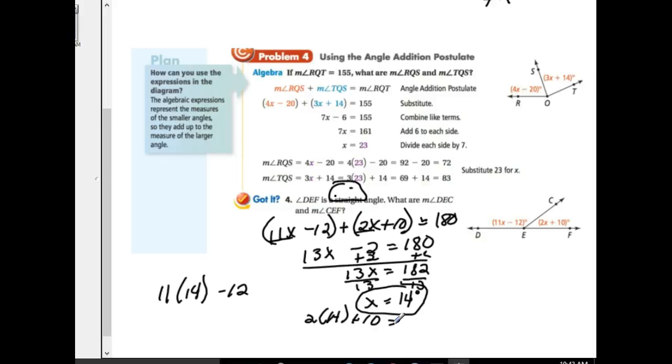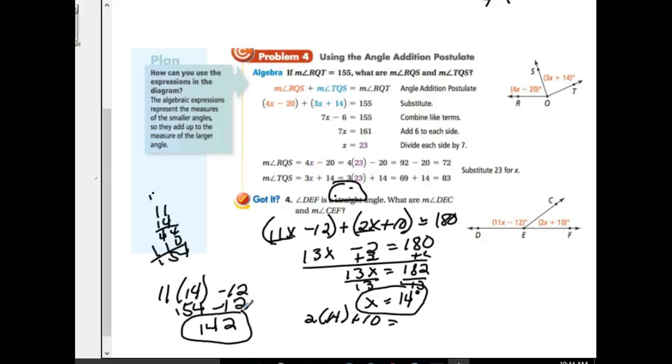Now, on this particular problem, I don't have a calculator here, but 11 times 14: 4 times 1 is 4, 4 times 1 is 4, put a 0, 1, 1. That ends up being 154. So this is 154 minus 12, which is going to give you 142. Okay? So the bigger angle apparently is 142 degrees, or angle DEC as we call it.